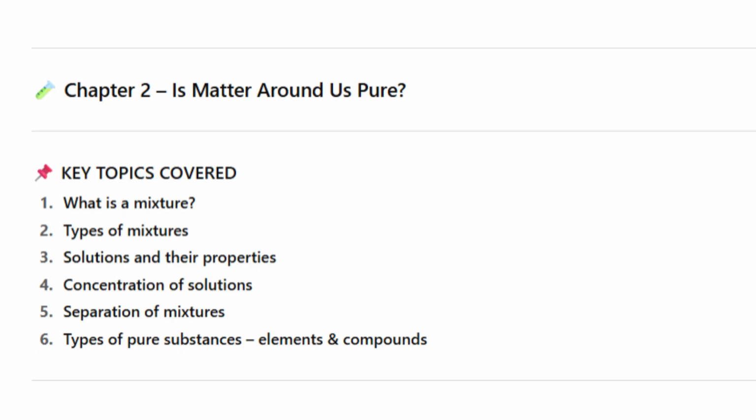Chapter 2. Is matter around us pure? Key topics covered. What is a mixture? Types of mixtures. Solutions and their properties. Concentration of solutions. Separation of mixtures. Types of pure substances. Elements and compounds.